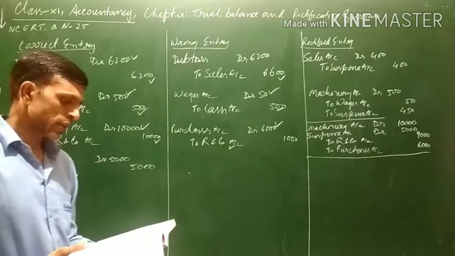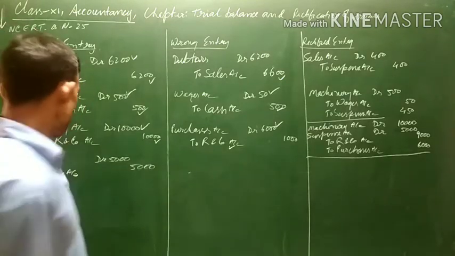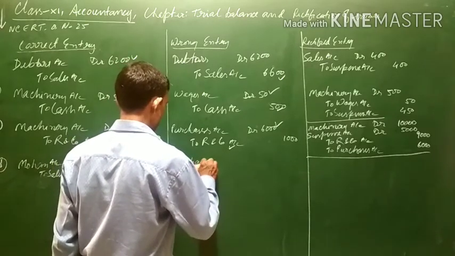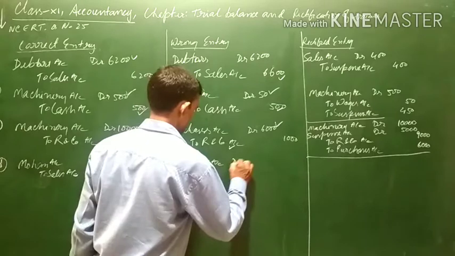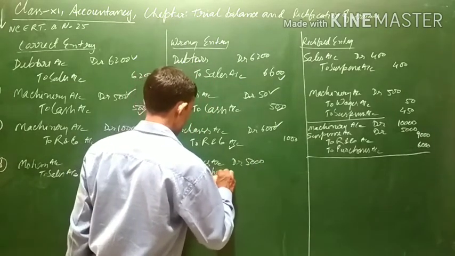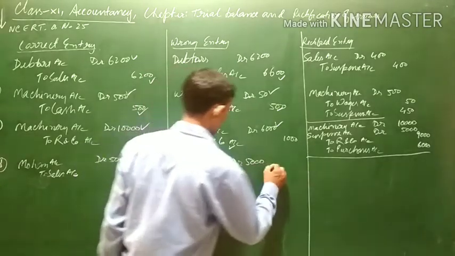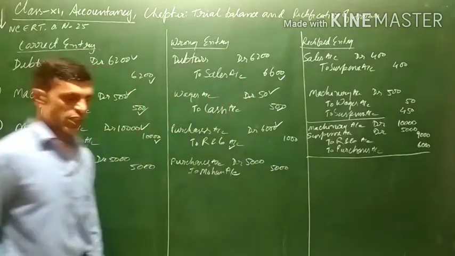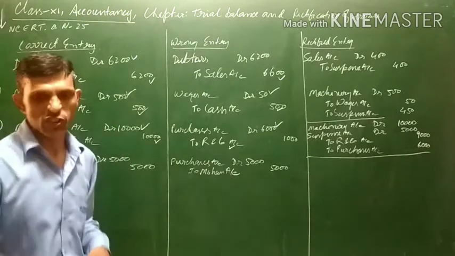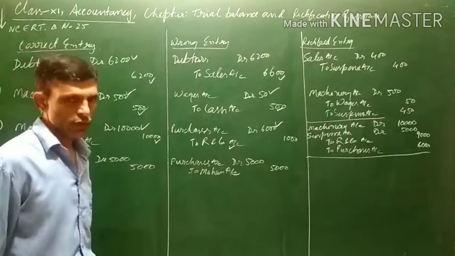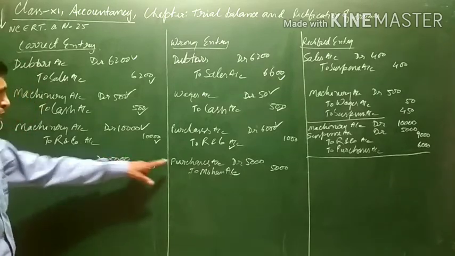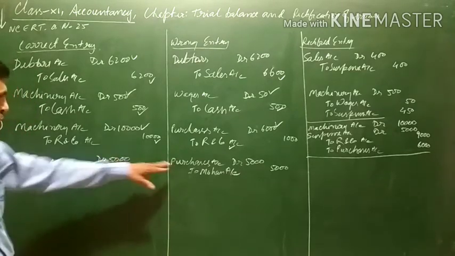Now it has been recorded in the purchases book. Instead of sales, it has been recorded as purchases account debit to Mohan account 5,000. Actually this is a sale to Mohan of 5,000, but it has been wrongly recorded in the purchases book as 5,000. So you can see here Mohan should have been debited, but Mohan has not been debited here.